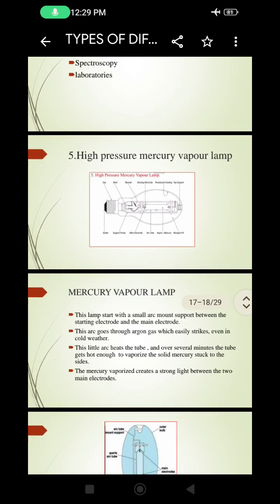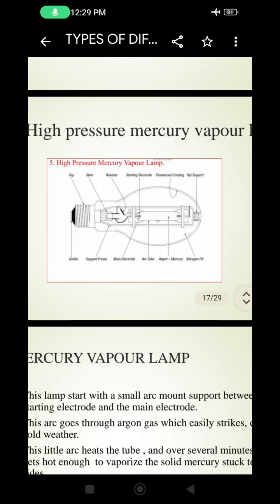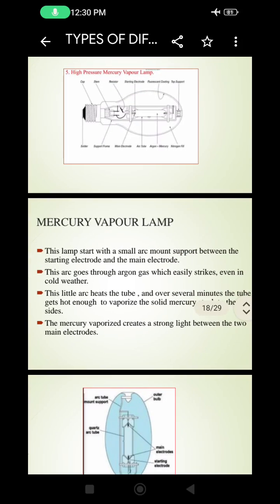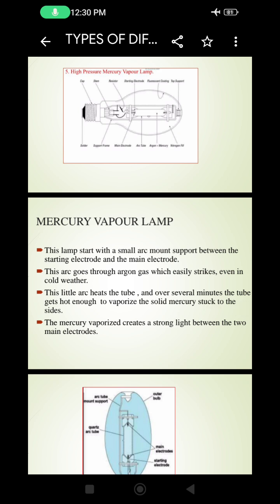Then the high pressure mercury vapor lamp. These are the components of a high pressure mercury vapor lamp. In a mercury vapor lamp, it starts with a small arc between the starting electrode and the main electrode. This arc goes through an argon gas, which easily strikes even in cold weather.